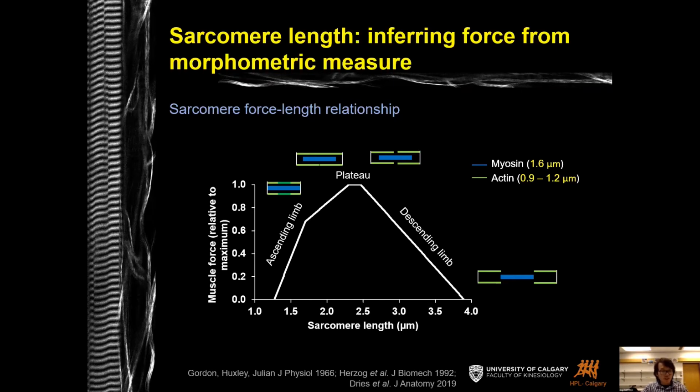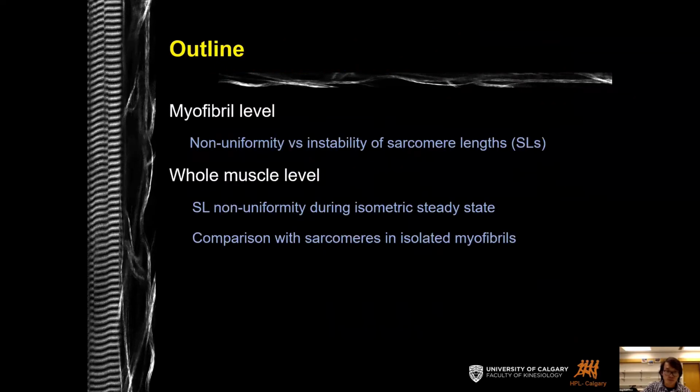So at this point, I hope everyone can appreciate the association between muscle morphology and function. We can now move to the research topic of interest, sarcomere length non-uniformity in single myofibrils and entire muscles. This talk will be divided into two parts based on the muscle hierarchical level.